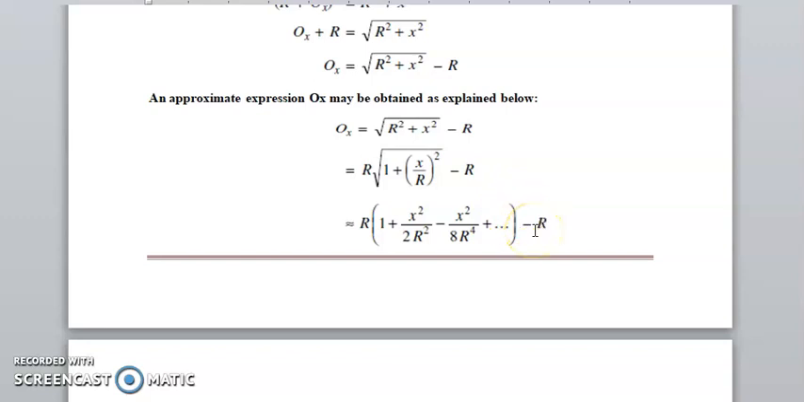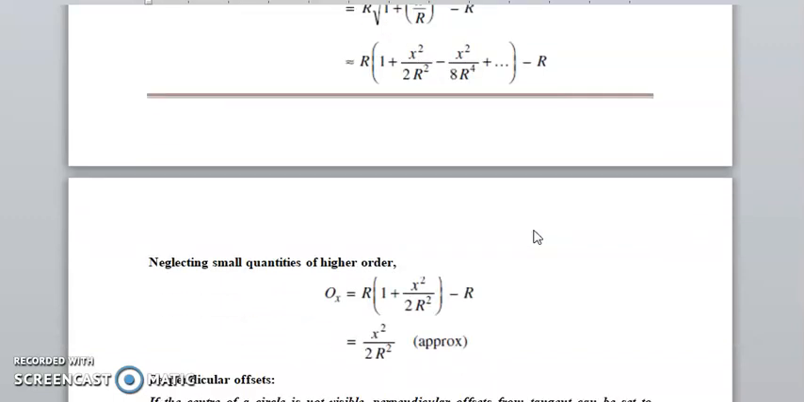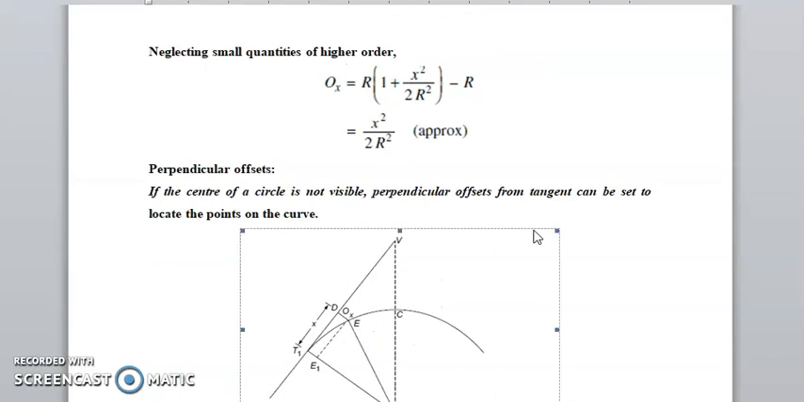This is the formula we use for setting out the curve. Neglecting the small quantities of higher order, OX is equal to R(1 plus X square by 2R square) minus R, that is equal to X square by 2R.